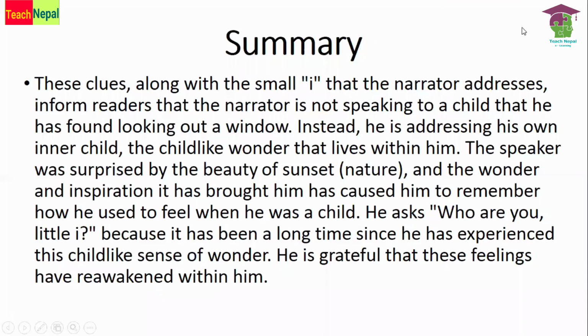Along with these clues, the small i that the narrator addresses informs the reader that the narrator is not speaking to a child of 5 or 6 years old. He is not talking with any child that he has found looking out a window. Instead, he is addressing his inner child, the childlike wonder that lives within him. The speaker was surprised by the beauty of the sunset, and the wonder and inspiration it has brought him caused him to remember how he used to feel when he was a child. Right? It has brought the memory of his childhood.